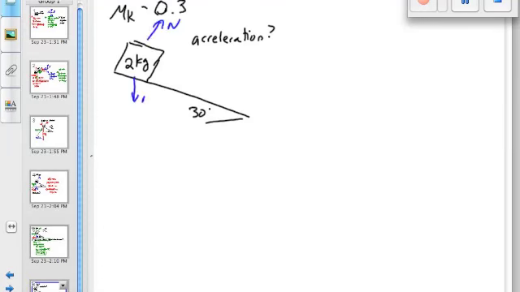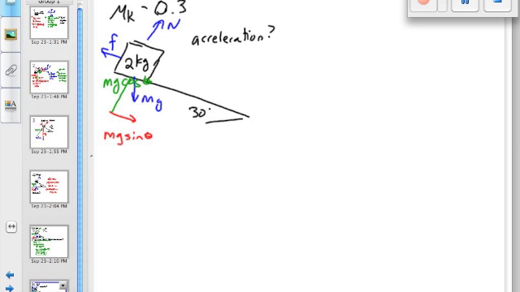Normal force, mg, friction. Alright, and then what? After the free body diagram? Find our components. Mg cos theta in the y, and mg sine theta in the x. Sorry, mg cos theta in the y, mg sine theta in the x.